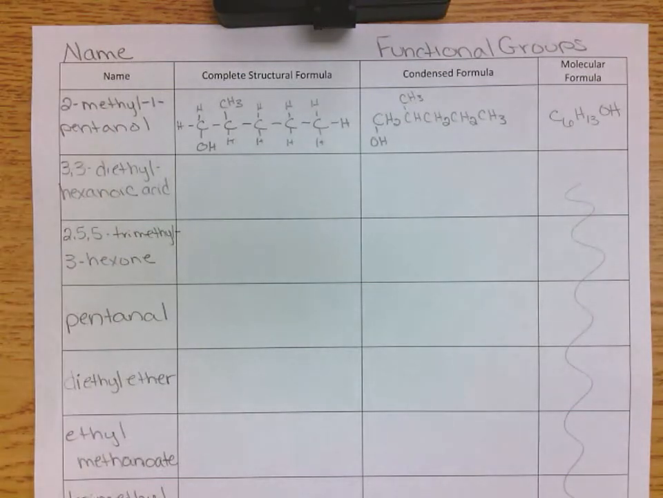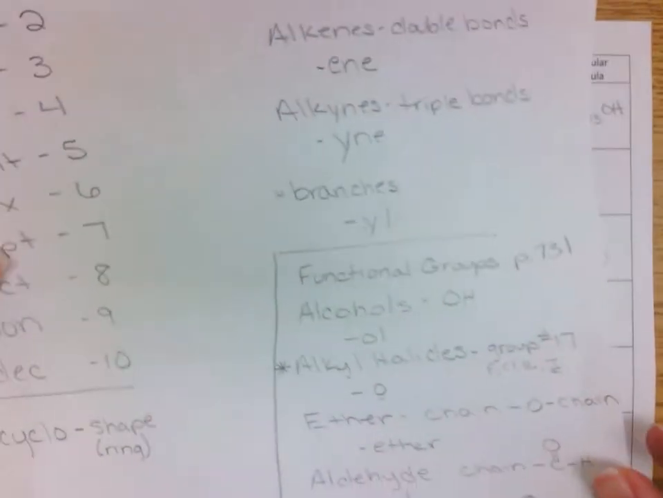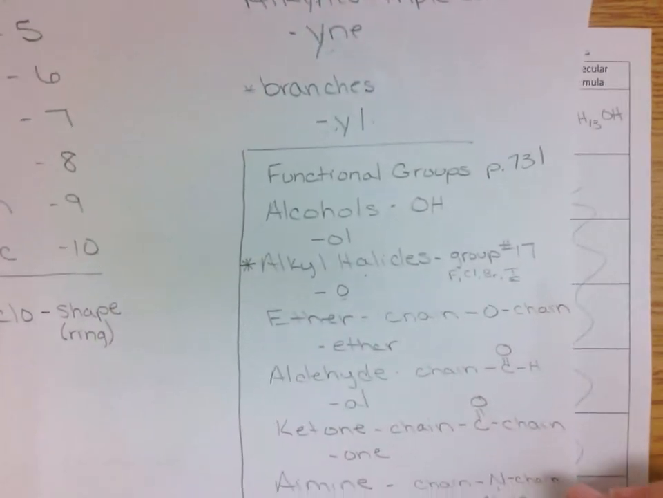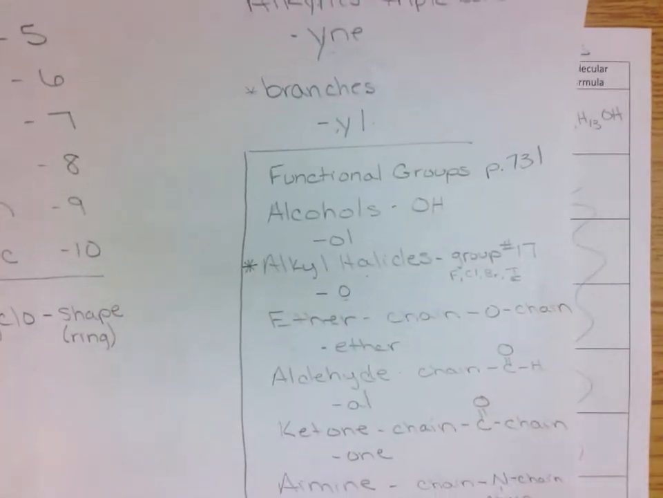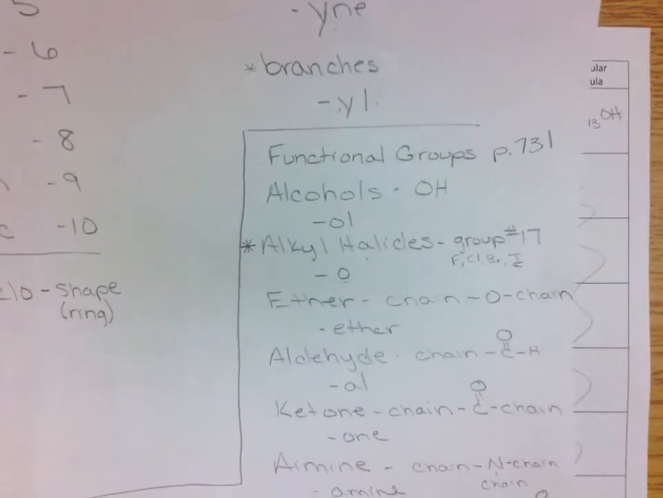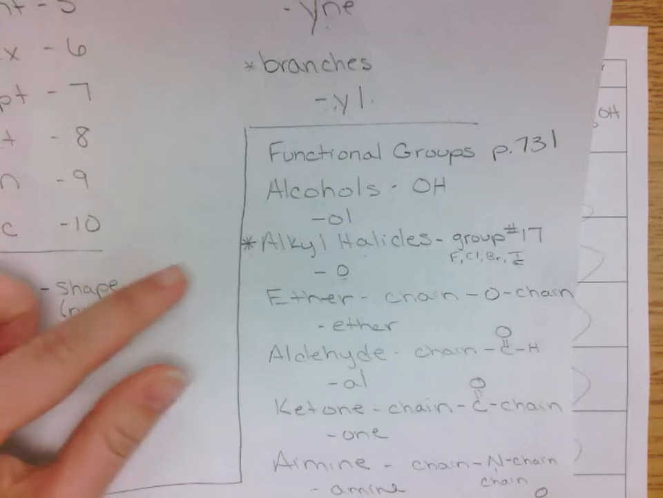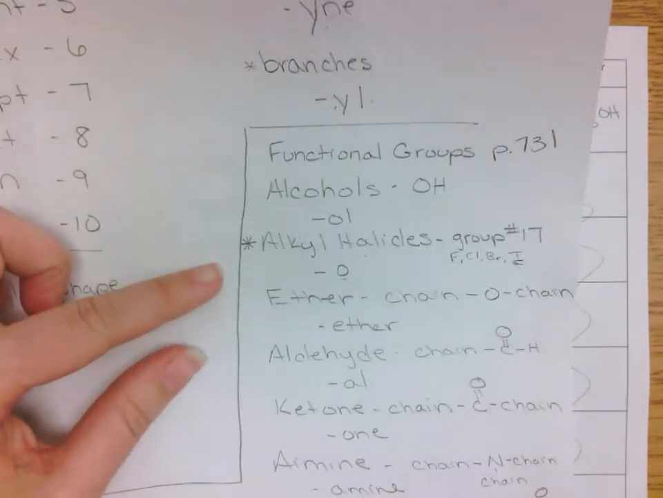Alright, in this last video, we're going to use something called functional groups. We will still name our chains, we will still name branches, but now we have branches that have a special suffix. If you look at the chart on page 731 of your textbook, it has a list of all these functional groups. The only problem with the chart in your textbook, it doesn't tell you how to change the suffix. So I've added them on this sheet.